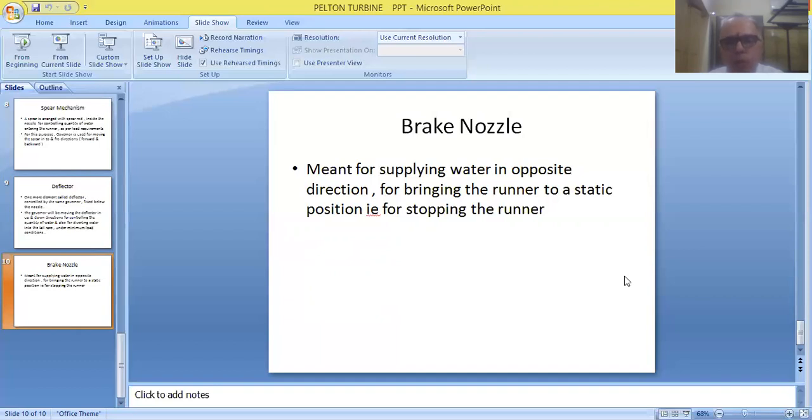We have noted down the figure of the Pelton turbine. We have seen the arrangement of the various components. We have noted down the functions and purpose of all these items, essentially used for operating the machine or for operating the turbine.